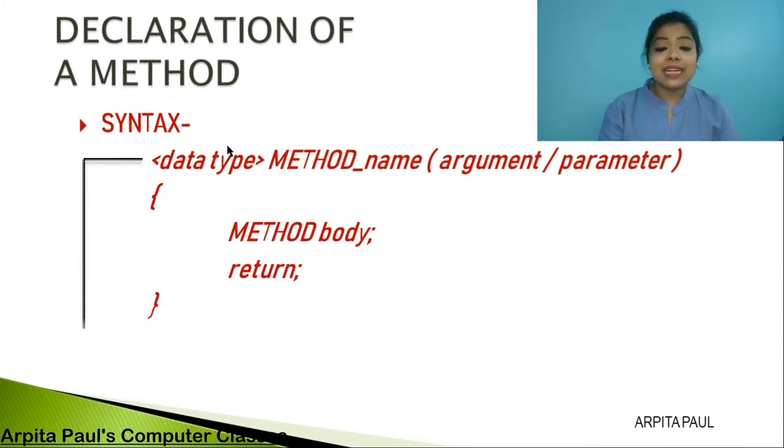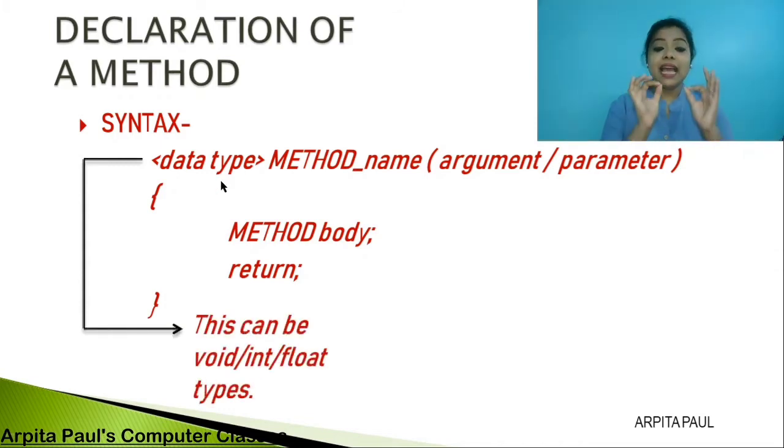The data type can be anything like void, int, float, or any other data type. Void means return nothing. If we mention the data type as void, there will be no return type. In case of int, it should return one integer type value. Or for float, double, or any other data type, we have to return that specific data type value at the end of the method.